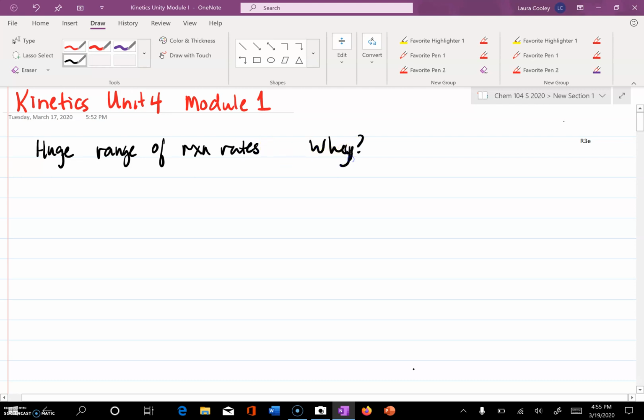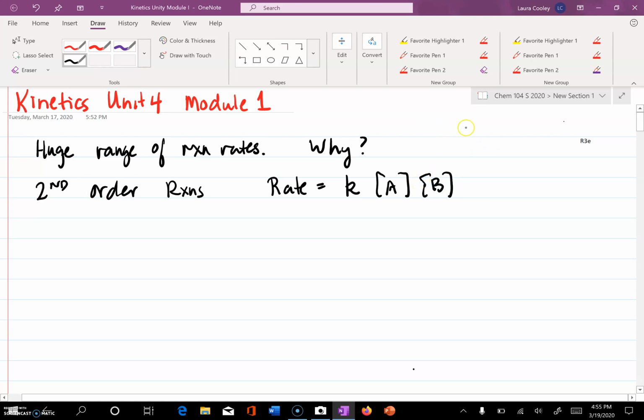So what I'm looking at specifically is I'd like to sort of focus in on second order reactions. So for example, where the rate is equal to the rate constant times the concentration of two different reactants. Suppose we're talking about A plus B goes to products or something like that.